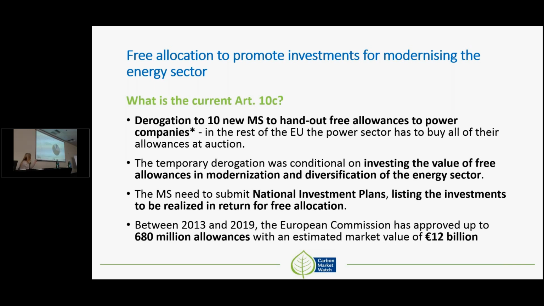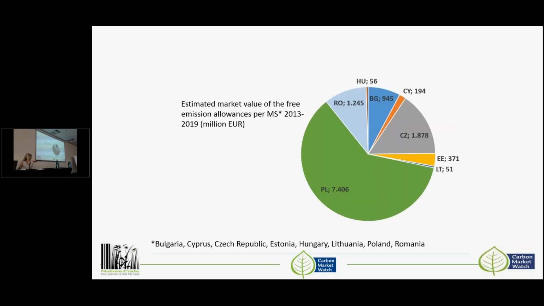Here is the breakdown of this monetary value of these allowances. So you can see that Poland gets the big piece of the pie, 7.5 billion that they can distribute to their power plants. And then the smallest amount is in Lithuania, 51 million. So these are the 8 member states that currently can make use of this derogation.